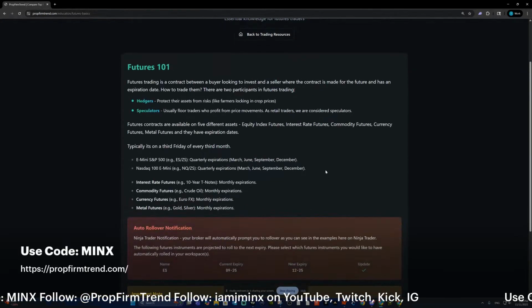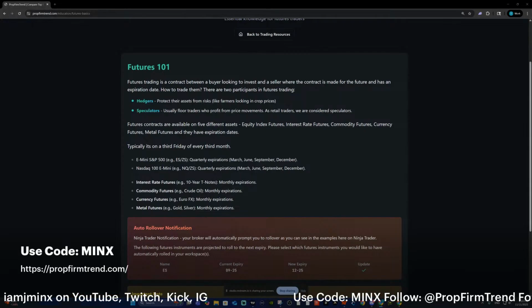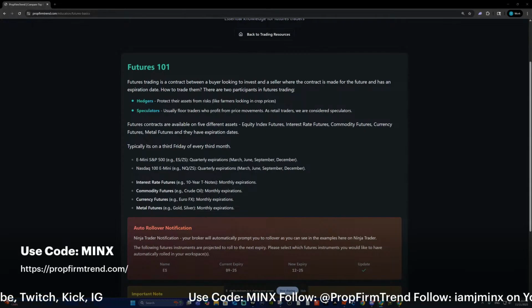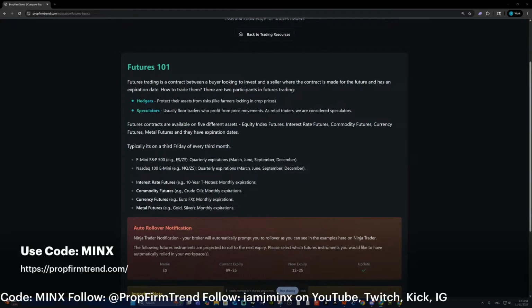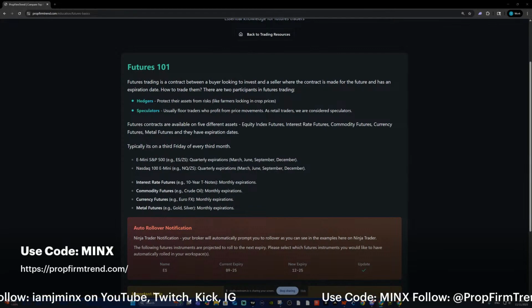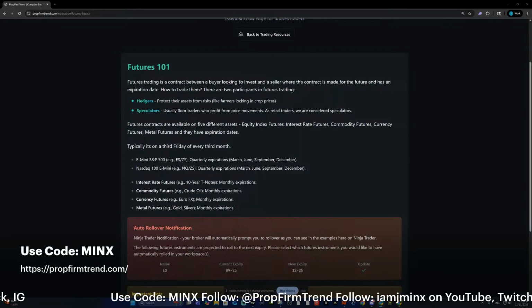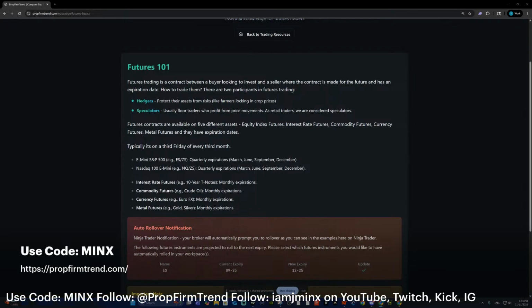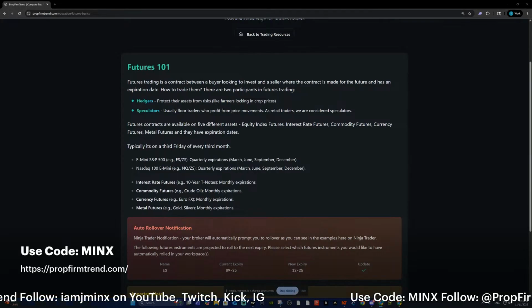All right, so futures 101. So what are futures? Futures trading is basically a contract between a buyer looking to invest and a seller, where the contract is made for the future and has an expiration date. In these, there are two participants, hedgers and speculators. Hedgers protect their assets from risks, and speculators are usually floor traders. So as retail traders, we are considered speculators.